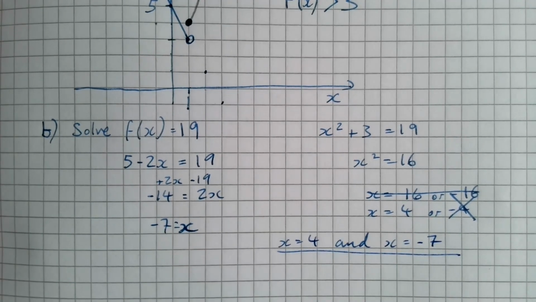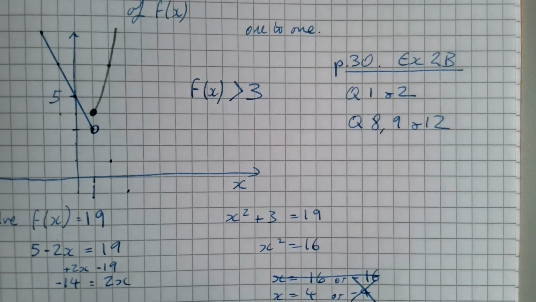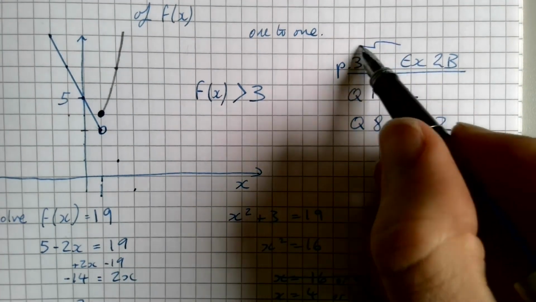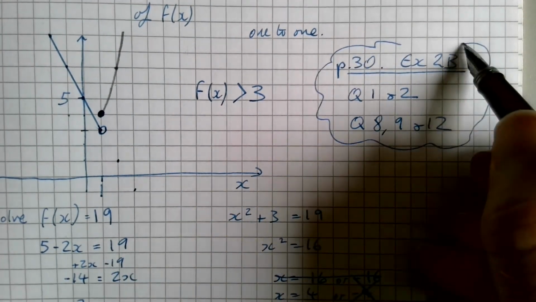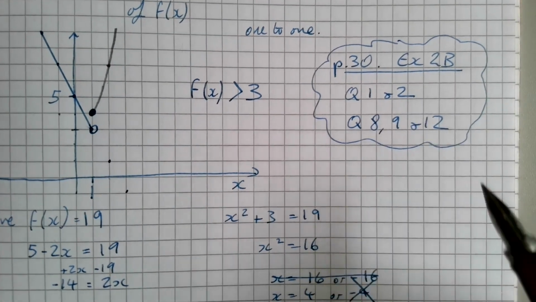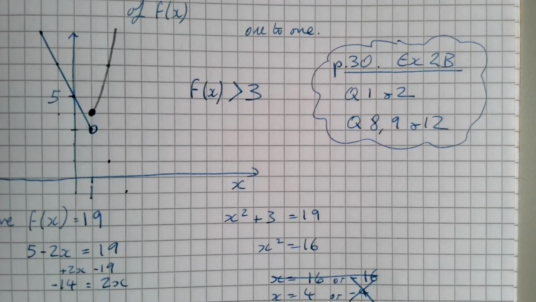Right, time for a little bit of practice. In terms of practice on page 30, exercise 2b, questions 1 and 2, just sort of getting you into it and thinking about it, worth doing. But if you're really confident and you want to just have a crack at the exam style ones, by all means go straight on to 8, 9 and 12.